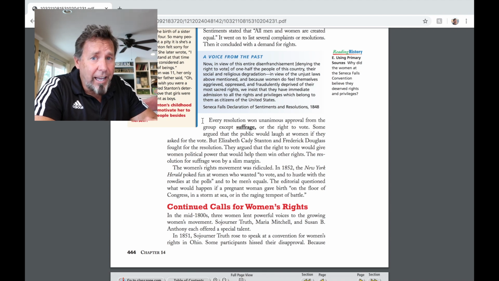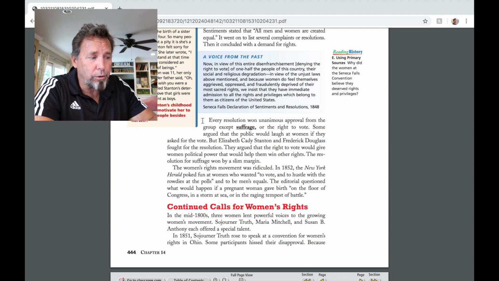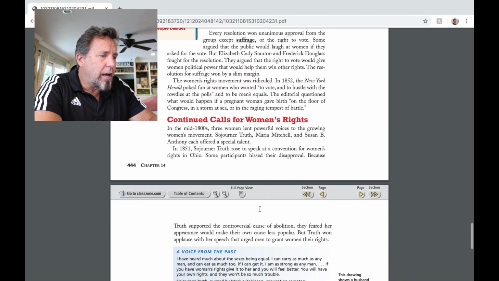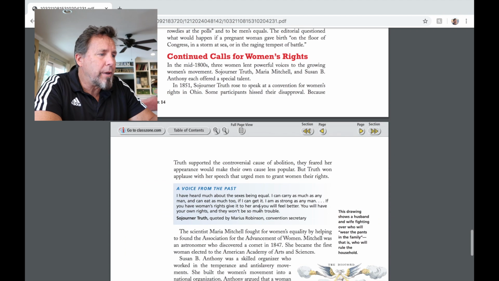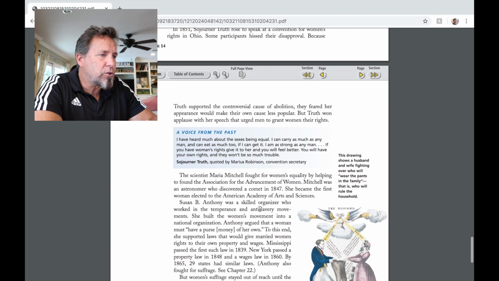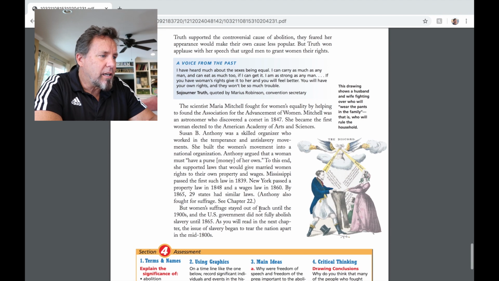It is kind of sad that it took until 1920, just 100 years ago, for women to actually get the universal right to vote in the United States of America. That's not a very long time, 100 years, when you talk about historical things. So, the rest of it goes on and talks about other women, Sojourner Truth, Maria Mitchell, Susan B. Anthony, that accomplished a lot.